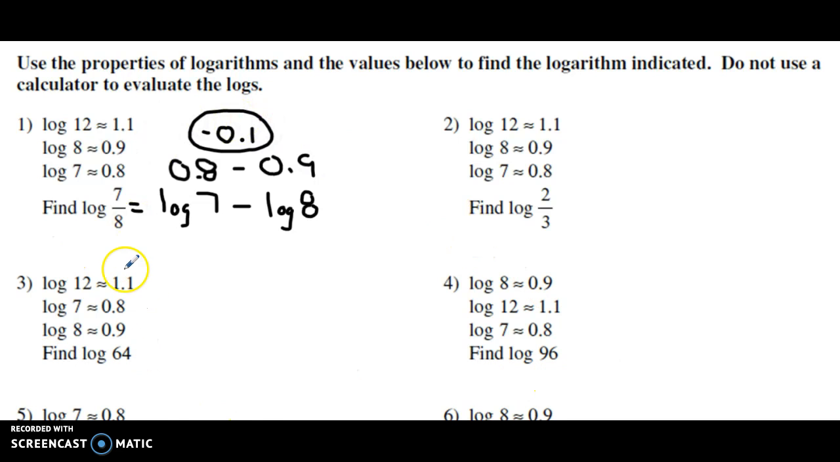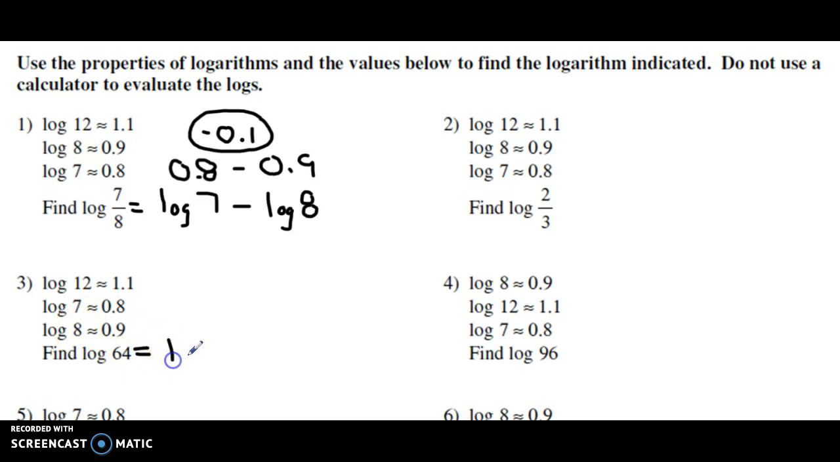I'm going to skip down to number 3. Okay? So I've given you log base 10 of 12, 7, and 8. And you're going to find log base 10 of 64, an estimate for its value. All right, well, we don't have a fraction, so we don't want to think about doing a difference like we did for the first one. We want to think about, okay, well, how can we factor 64? Well, 64 has several factorizations, but the one that's going to be helpful for us involves 8. 8 times 8 is 64.